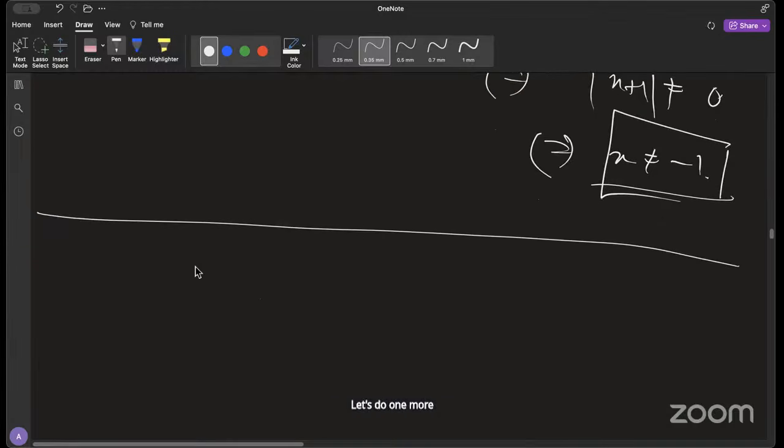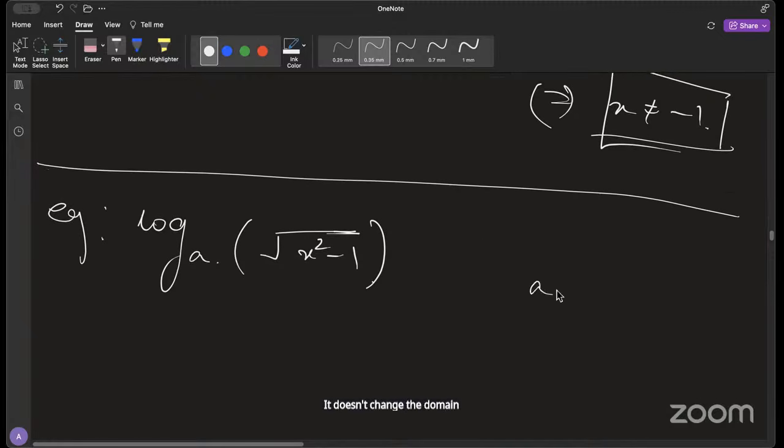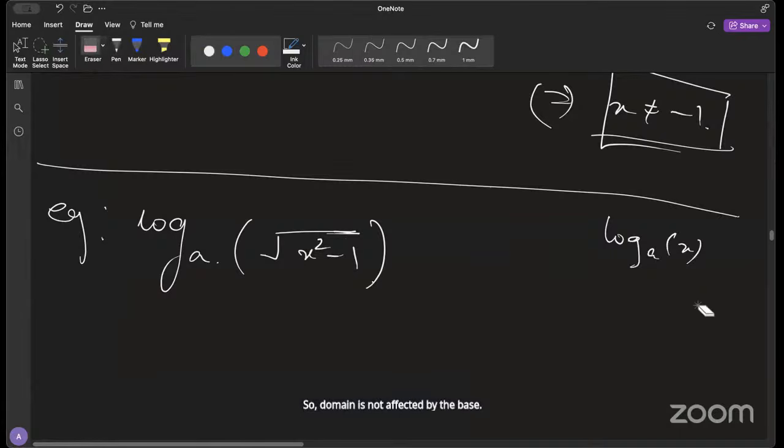Let's do one more example. Let's take this. Now, does the value of a change the domain? No, ma'am. It doesn't change the domain because for a greater than 1 and for the other case, we know that the domain for this function log base a of x is the same, right? It's 0 to infinity. So domain is not affected by the base. That doesn't change anything. That's why I've taken simply x. And what's the domain of this function?